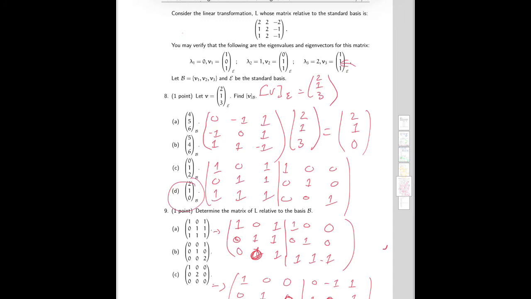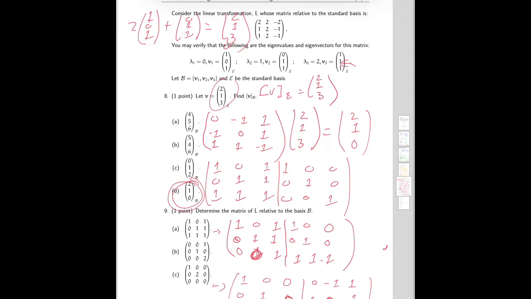Notice we can check our answers. We know the coordinates of V relative to E are 2, 1, 3. So these are the coordinates of V relative to B. It's saying that V should be equal to 2 times V1 plus 1 times V2, and this is equal to 2, 1, 3, which checks out. And of course, we have the correct answer there.